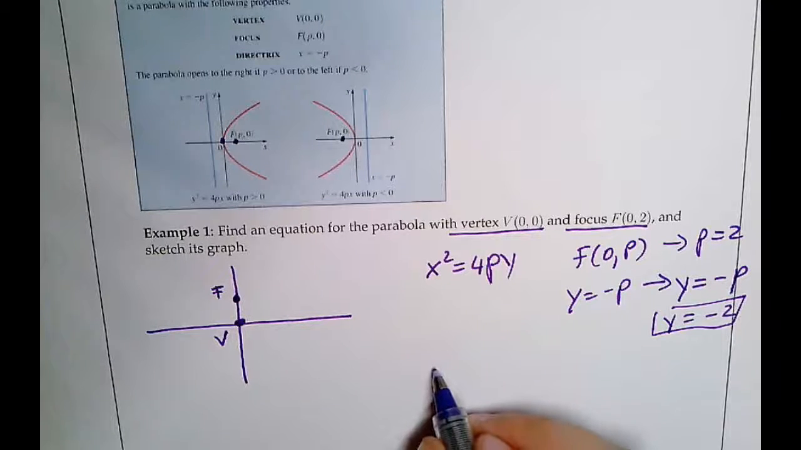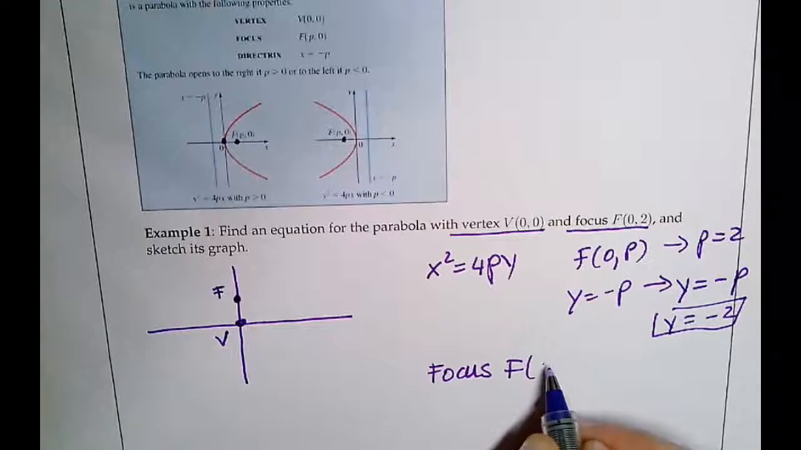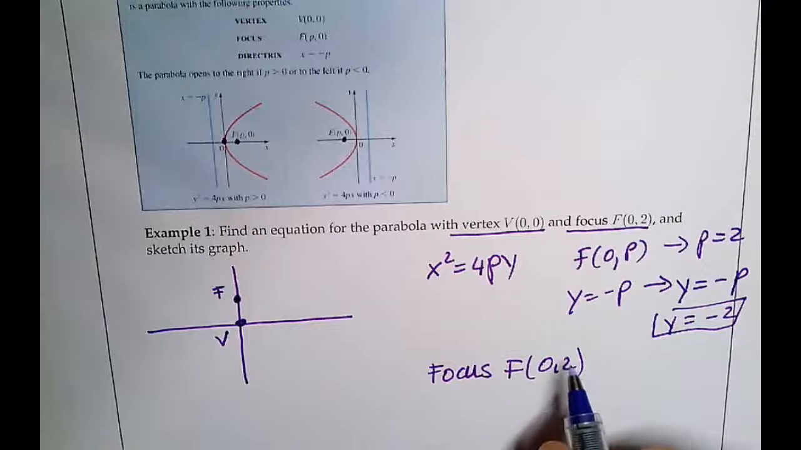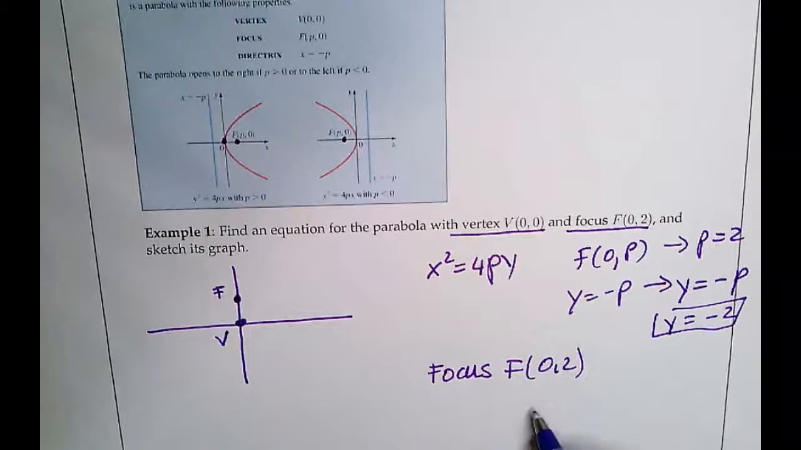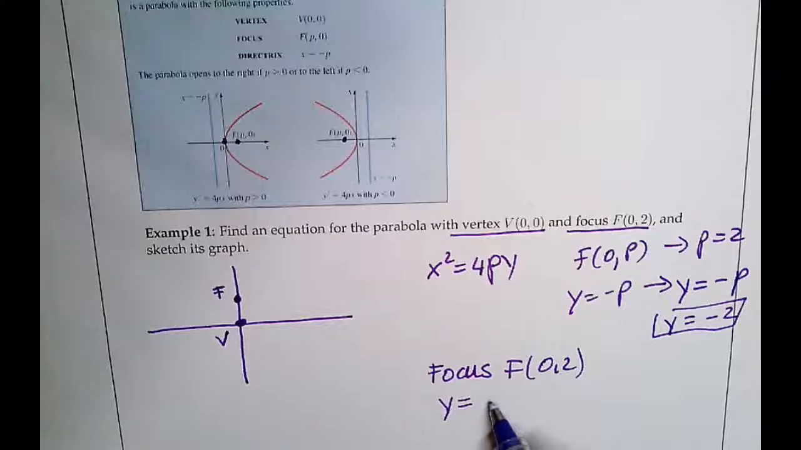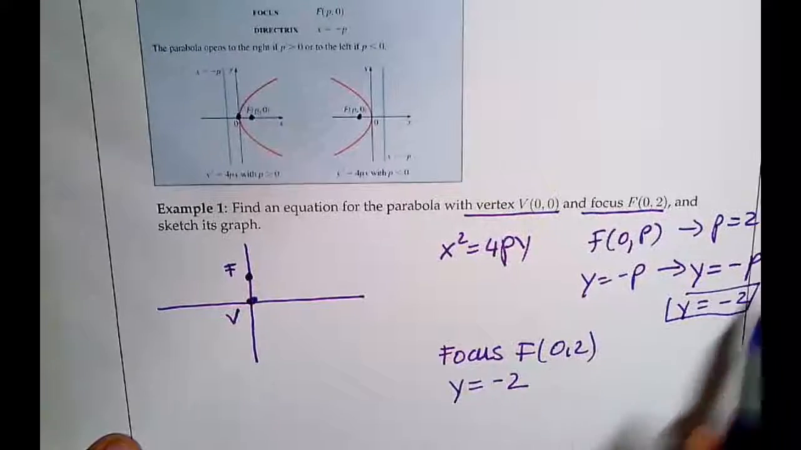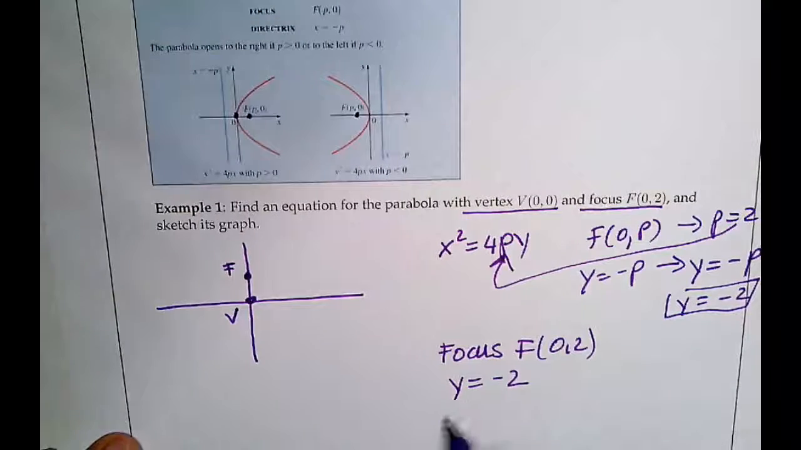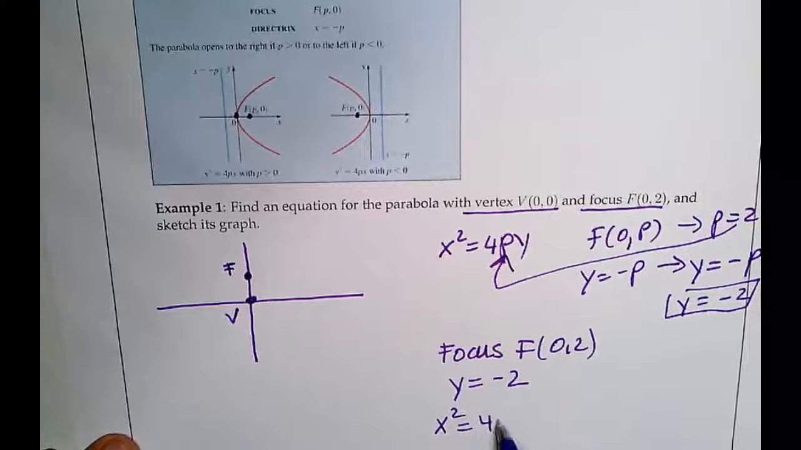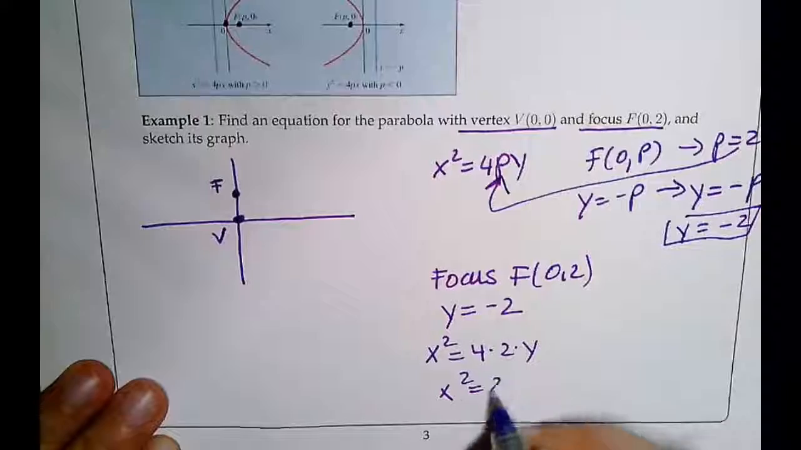So we have found that the focus F is (0, 2). We have not found that, it was given to us. And the directrix is y equals negative 2. And how do we find the equation? Well, we found that p equals 2, so all I have to do is plug in p. So the equation is x squared equals 4 times 2 times y. So the equation is x squared equals 8y.